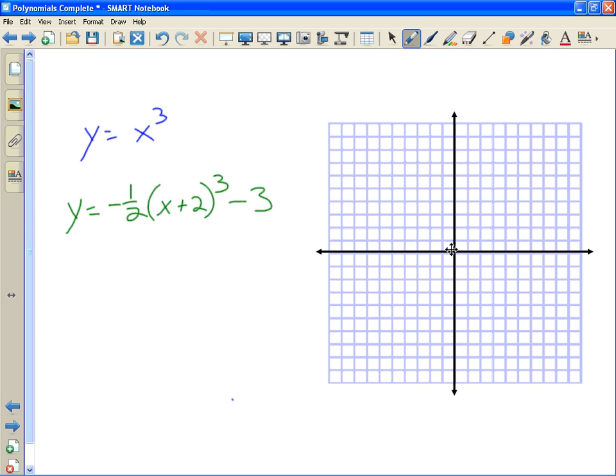So we're going to do the same things that we always did. We're going to plot our base function. If I put 0 into x cubed, I'm going to get 0 out. If I put in 1, I get 1. If I put in 2, I get 8, because 2 times 2 times 2 is 8. If I put in negative 1, I get out negative 1. If I put in negative 2, I get out negative 8. So this is my base function.